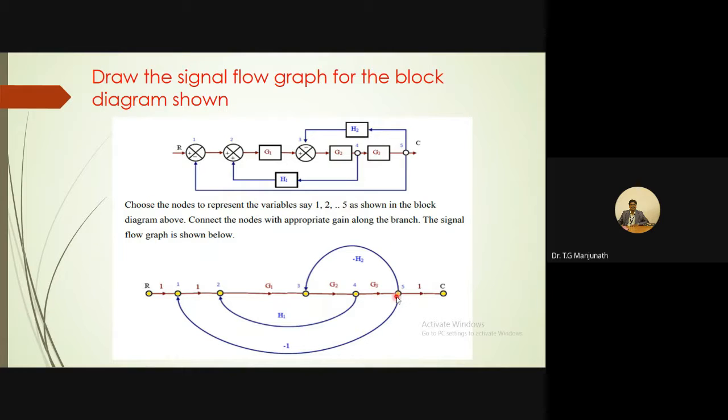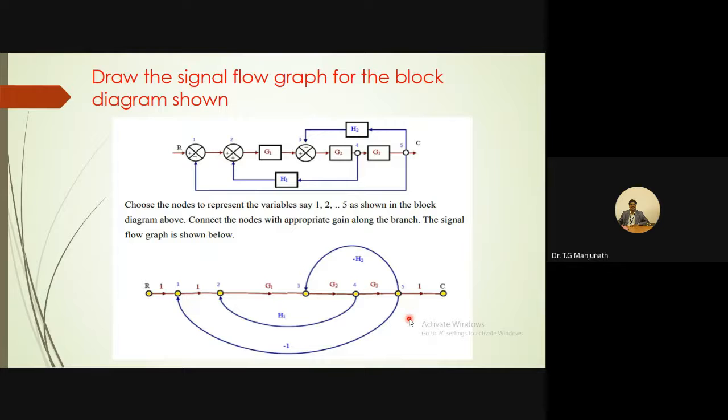Then again signal is flowing from 5 to 1 arrow. 5 to 1, you should connect. What is the gain? 1, because there is no gain mentioned here, but entering with negative sign, hence it must be minus 1. We can see the arrow here. You can write the arrow here or here, no problem. So this is how to write the signal flow graph for the given block diagram.